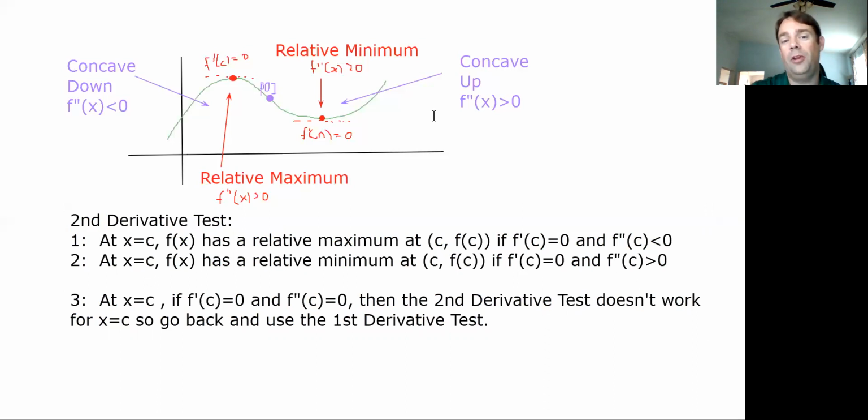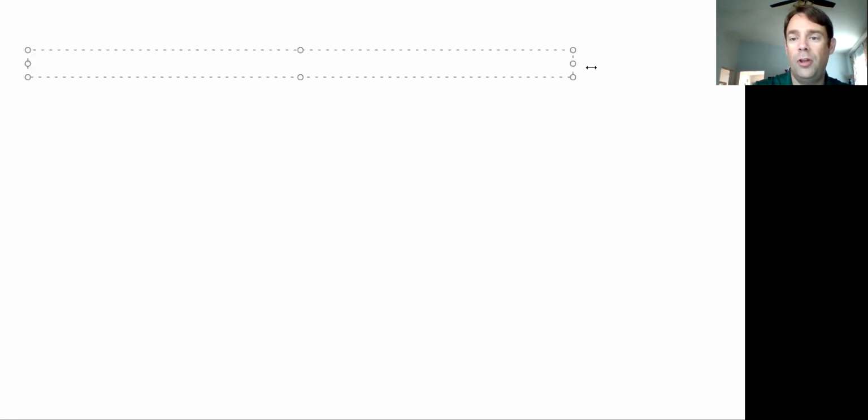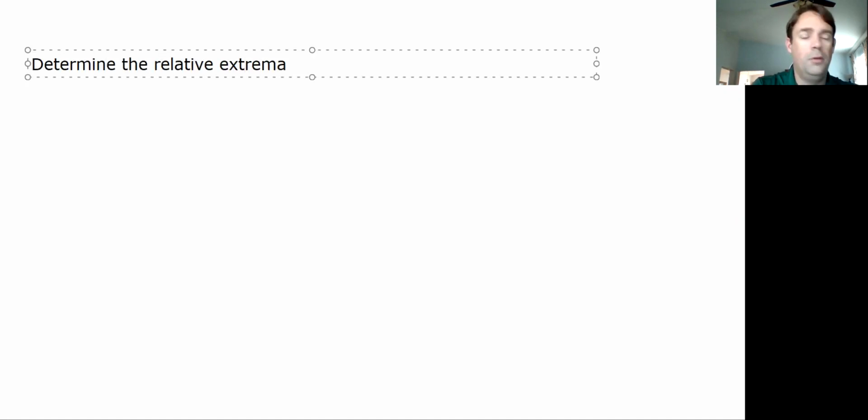So this is what we're going to be playing with today. We're going to play with this idea of a second derivative test, okay? So how does this work? Well, let's come back here and revisit some of our favorite functions from before. We'll try it. Determine the relative extrema for f of x equals 2x cubed minus 3x squared minus 12x plus 1.